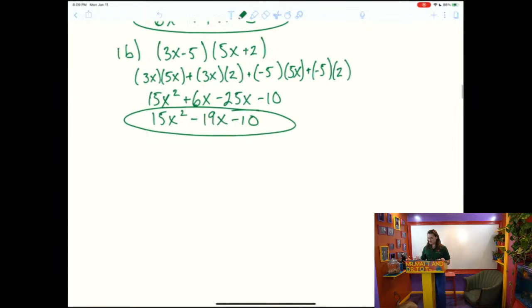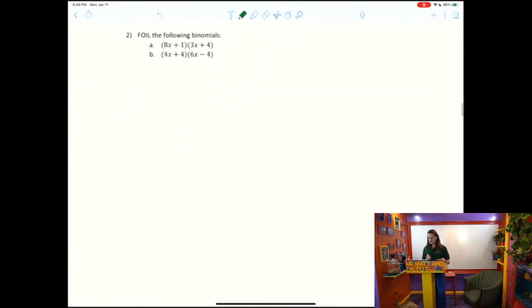Otherwise, let's continue to number 2. For number 2, I'd like you to FOIL the following binomials. 2a is 8x plus 1 times the quantity 3x plus 4. And 2b is 4x plus 4 times the quantity 6x minus 4. So I'll give you 3 minutes, and after 1 minute, I'll start to solve.